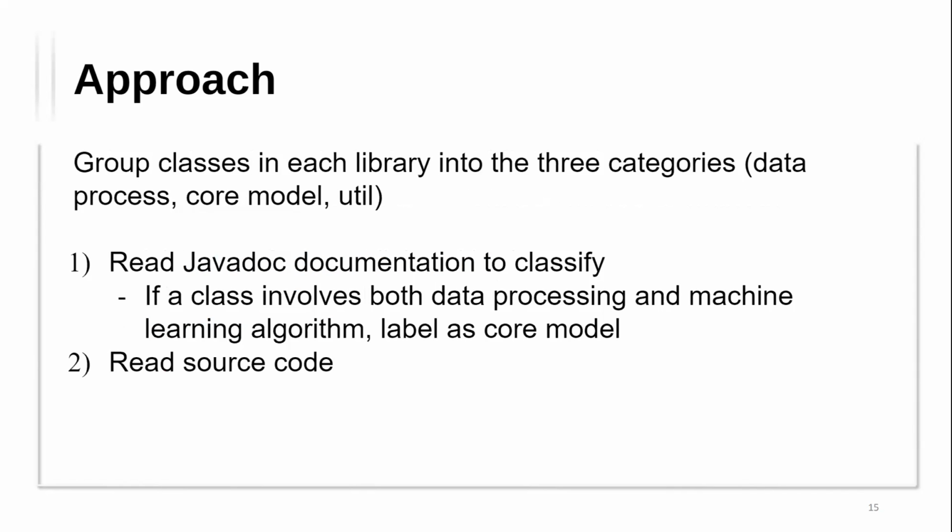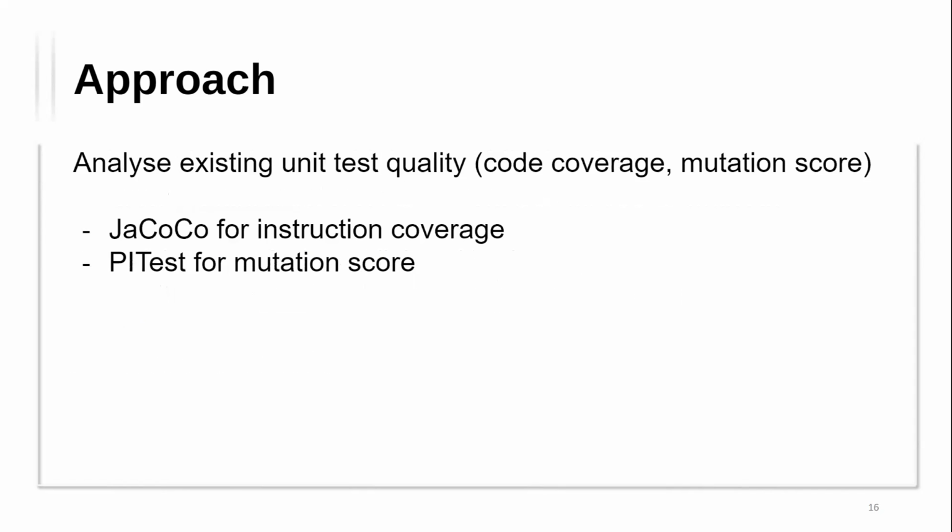The approach is that they split the classes in each library into the 3 categories mentioned before: data processing, core model, and util. The way they do this is that they first read the Java documentation to classify what each class does, and if that doesn't disambiguate it, they read the source code to find out what it does exactly. After splitting these into 3, they analyze the existing unit test quality using 2 tools: PIT for mutation score and JaCoCo for instruction coverage.